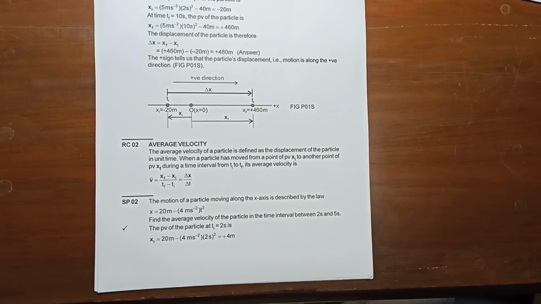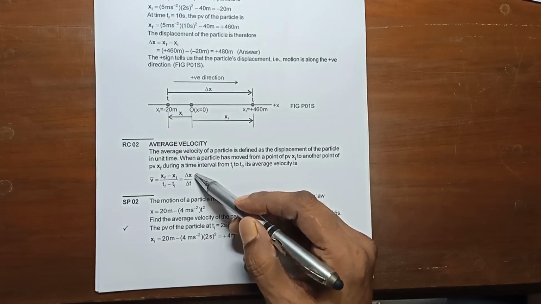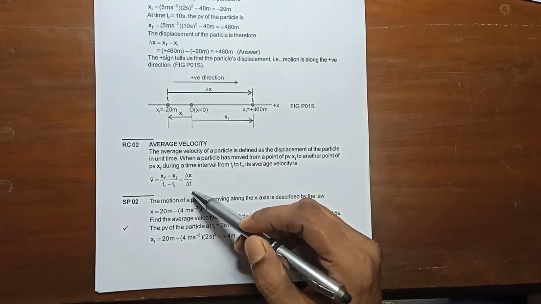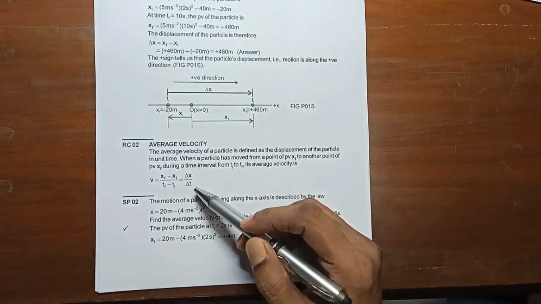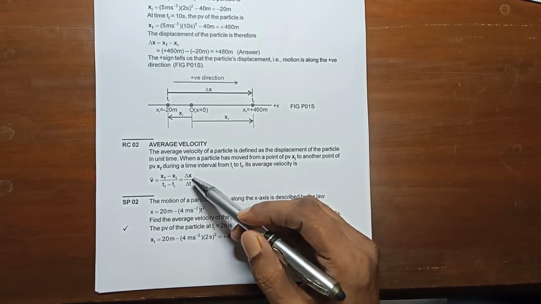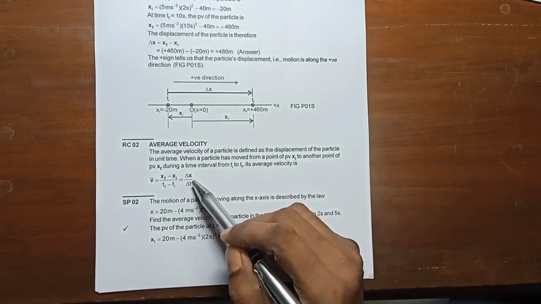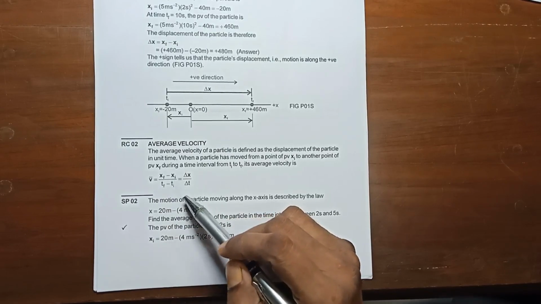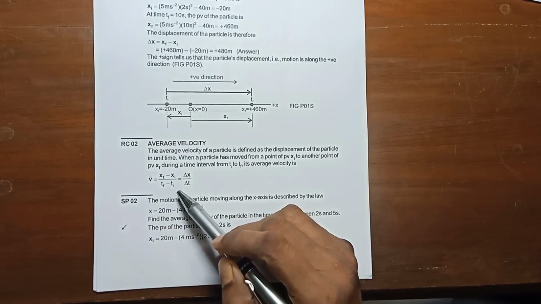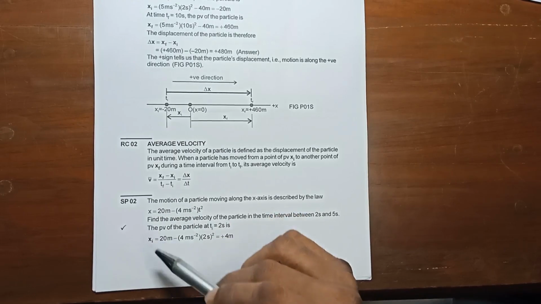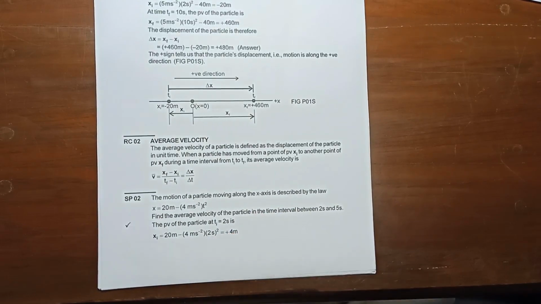Now RC02, concept of average velocity. So average velocity is what? Average velocity is the displacement of the particle per unit time interval. That is, delta x is the displacement and delta t is the time interval for this displacement. So what is the average velocity? Delta x by delta t, or delta x, you can say, x final minus x initial, and delta t, t final minus t initial. Let us have a sample example, SP02.